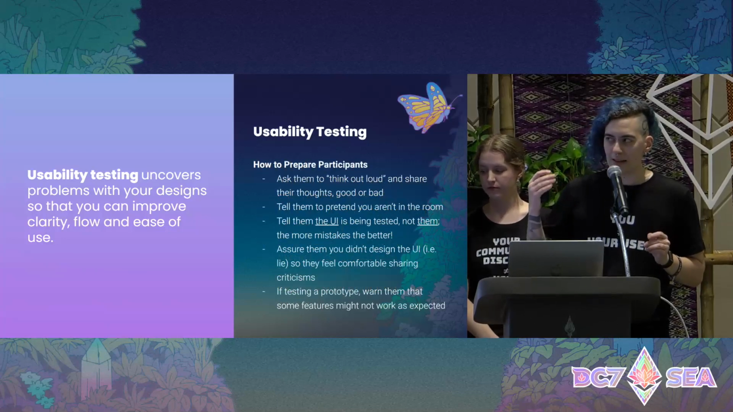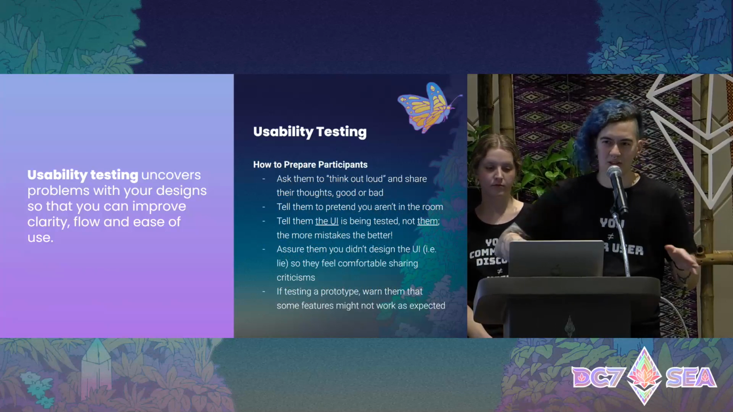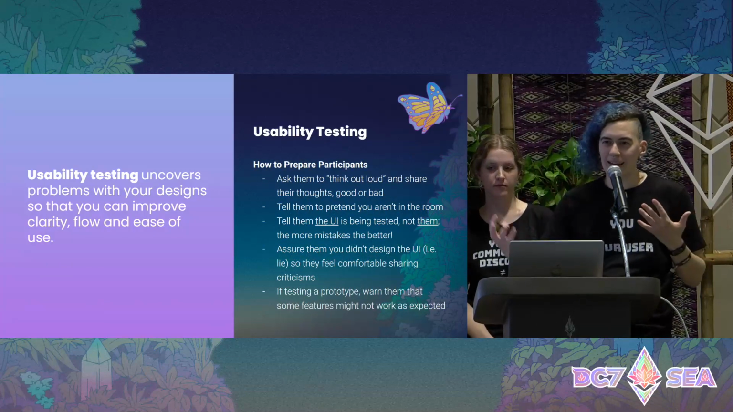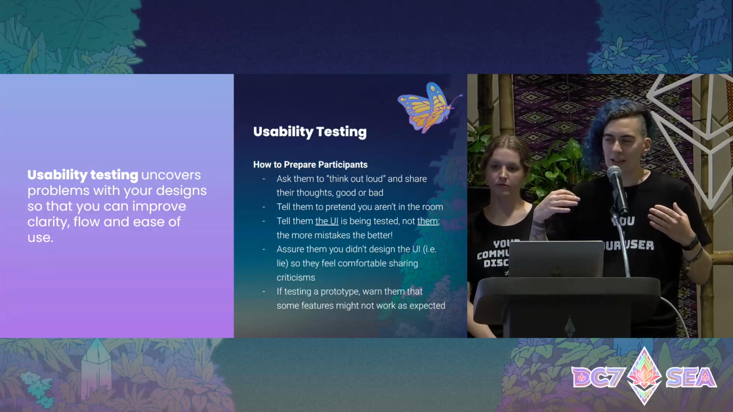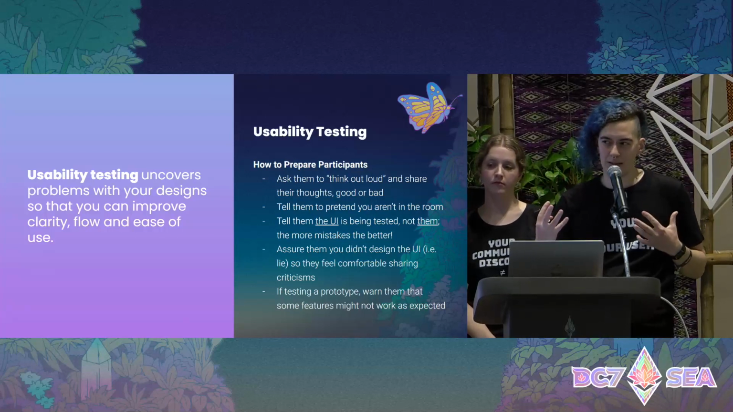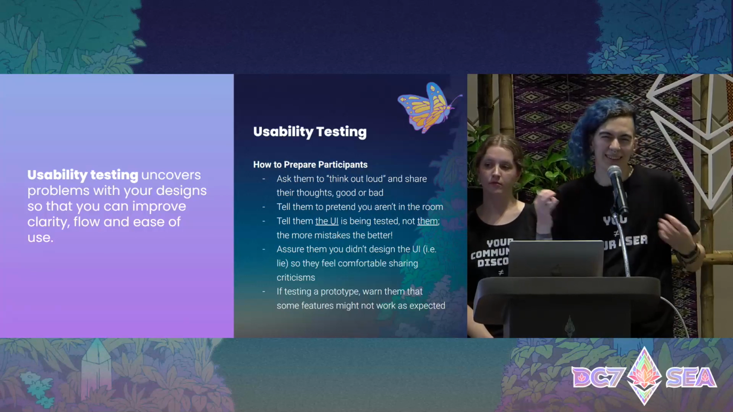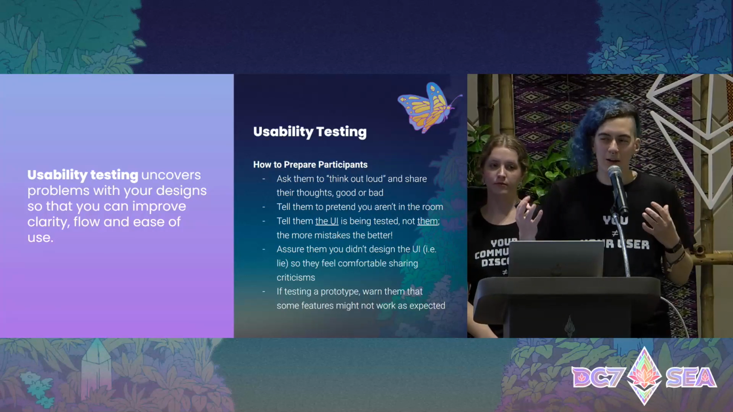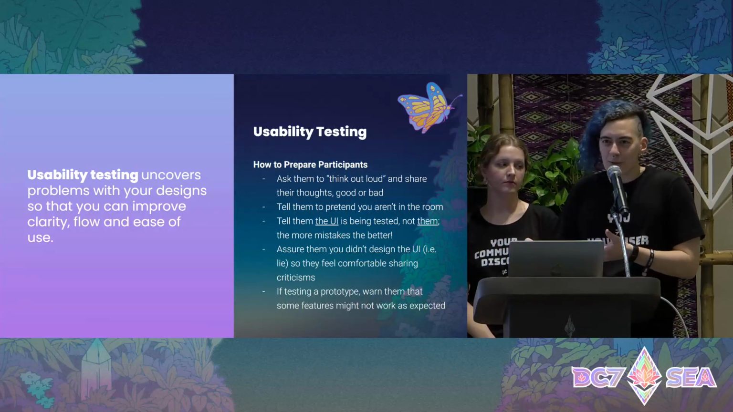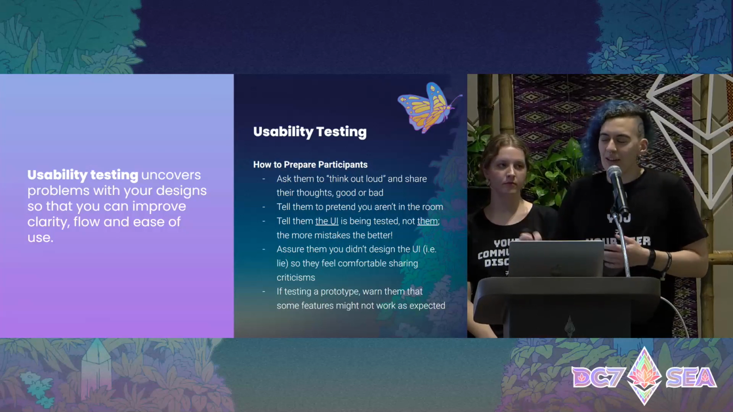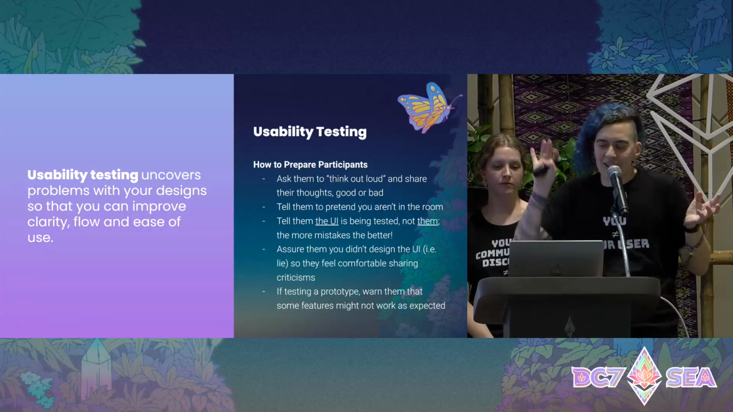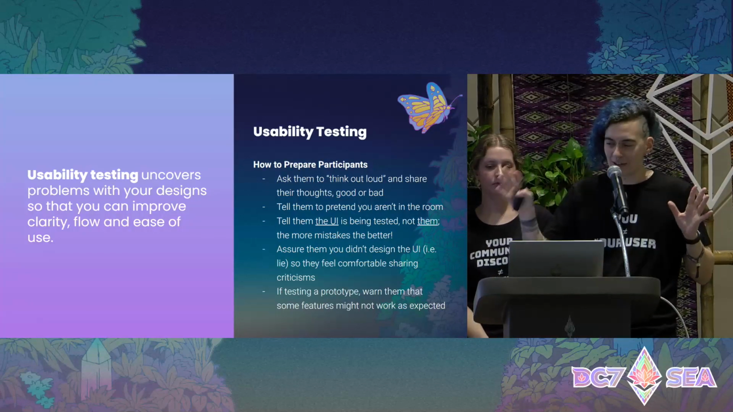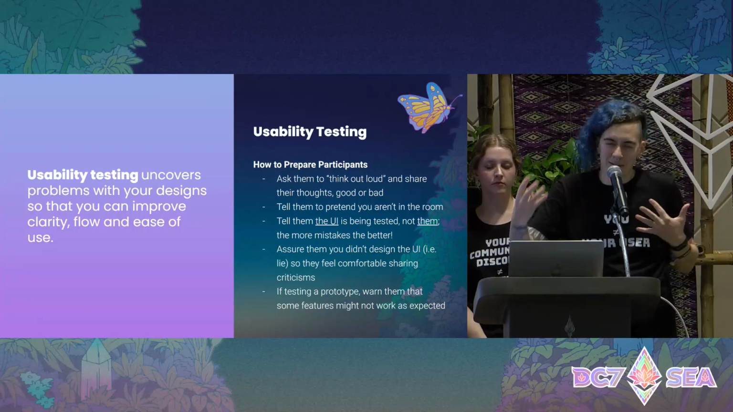So unlike user interviews where you can just go right ahead and start interviewing the person, before you do usability testing, you need to prepare the person for how that's going to work. Because it's slightly unusual for someone to just sit in front of you or even in front of their computer and do this kind of fake-ish scenario and pretend that they're accomplishing something. So you need to get them in the right mindset.